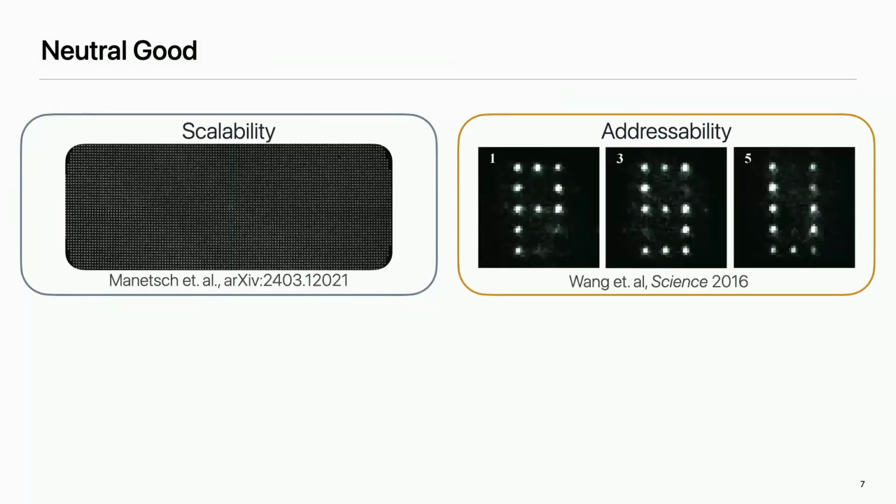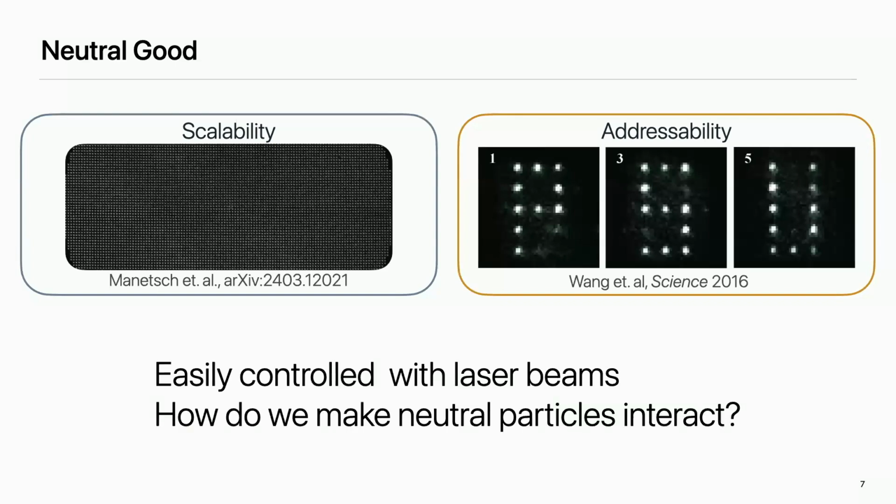So this picture from Penn State shows individual atoms imaged in a three-dimensional lattice in different pancakes. Right. So these neutral particles are easily controlled basically entirely with optical manipulation. But the tricky thing from a quantum control perspective is how do you make neutral particles interact?